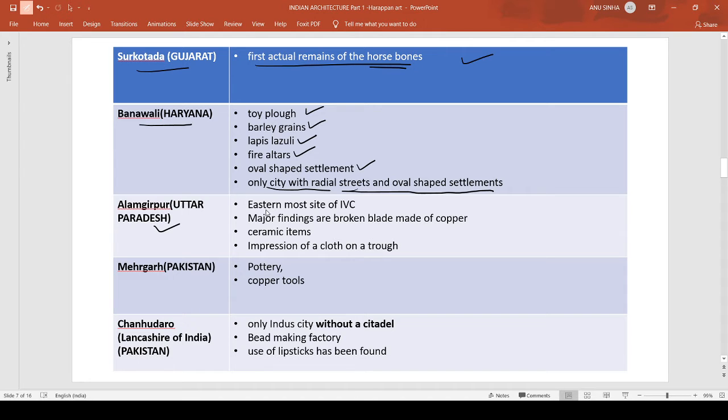So this is the easternmost site of the Indus Valley Civilization, and major findings are a broken blade made of copper, ceramic items, and impression of cloths on a trough. So these are the major findings here.